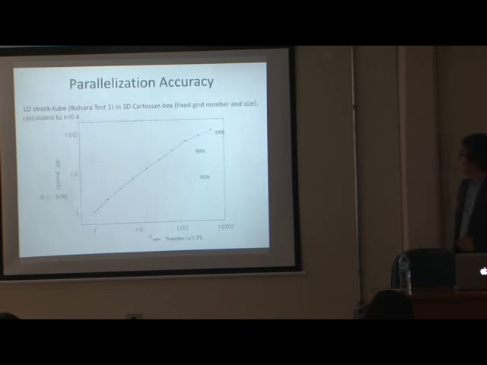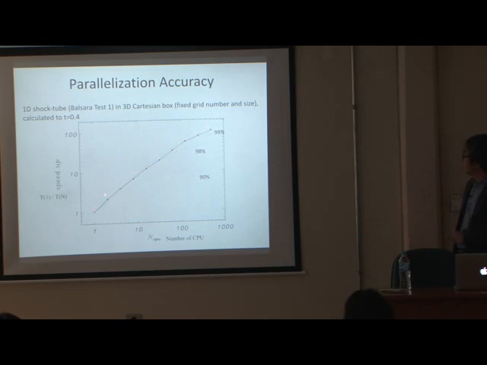So this is my own code, and I also tried to calculate the parallelized accuracy. This is a 1D shock tube test in a 3D Cartesian box. This is a fixed grid size, calculated to exactly the same time. Then, using different numbers of CPUs, we look at the speedup between the initial time and the time for each number of cores. At least we can use 512 cores, as I could previously.